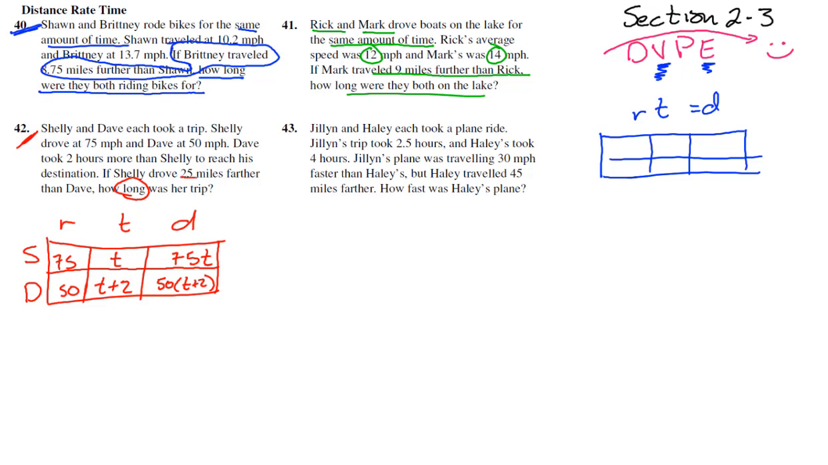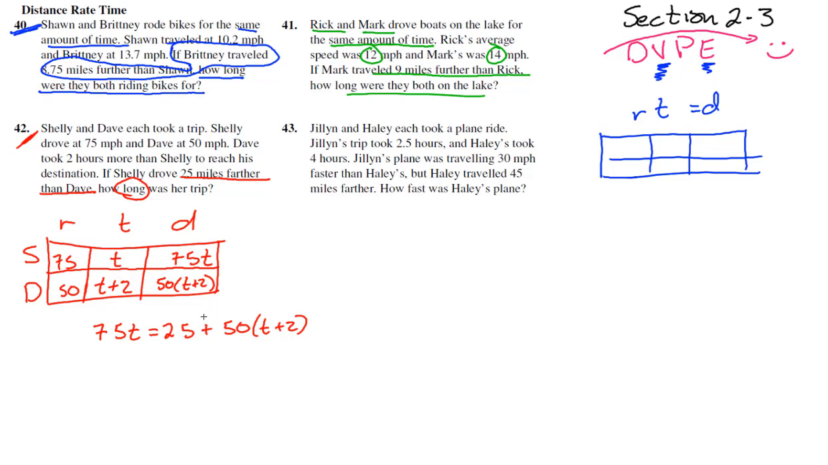Now Shelley drove 25 miles farther than Dave. So we get 75t is 25 miles further than what Dave drove, t plus 2. Okay, let's recap how we got that. We picked our variable based on how long was her trip, not how far, not her distance, but how much time. Then it said Dave took 2 more hours, so that gave us this box. This box times that box gave us that one, and that box times that one gives us that one. Then this last sentence says Shelley's trip equals 25 further, that's plus, than Dave's, which is this box right here. That's where the equation came from, and we're in happy math land.